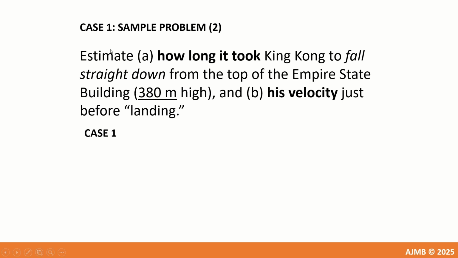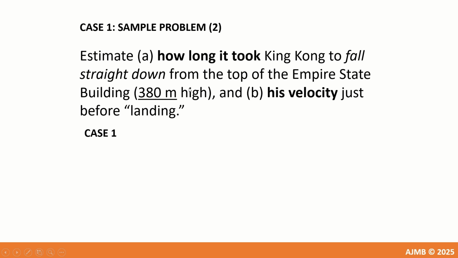Sample problem number 2. Here you have two unknowns. The first one is how long it took King Kong to fall straight down from the top of the Empire State Building, which has a height of 380 meters. And B, his velocity just before landing. Landing here pertains to just before reaching the ground.